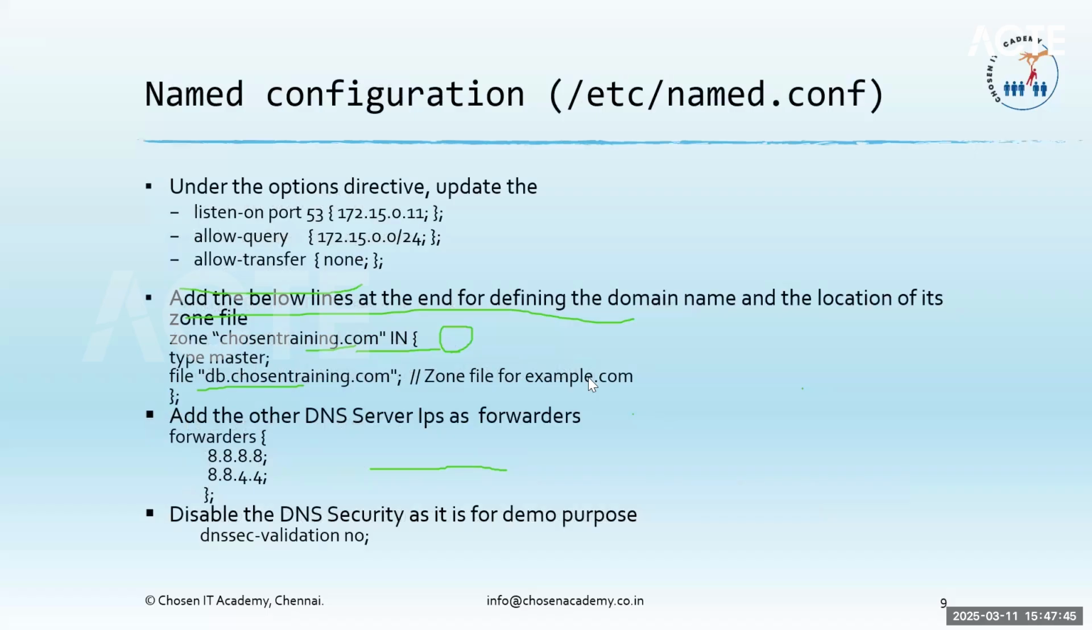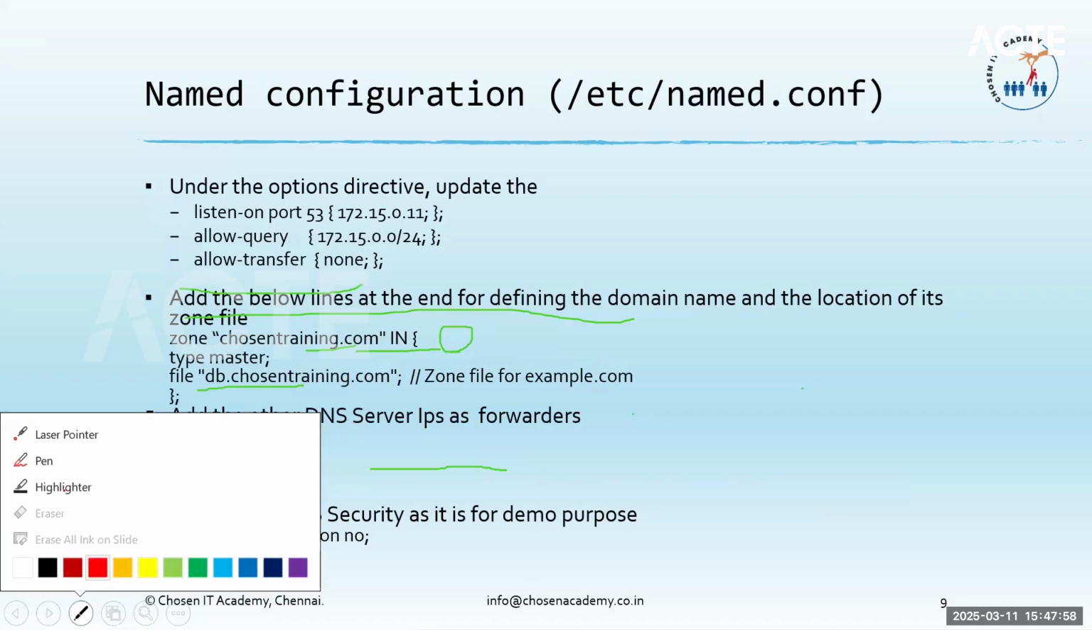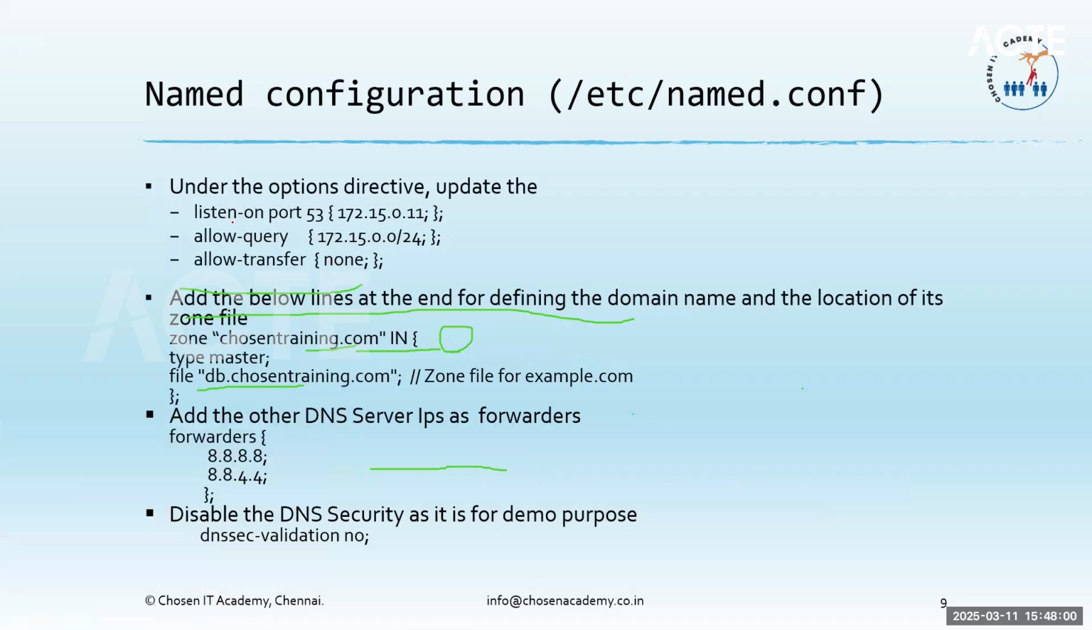So the configuration file is in the /etc directory. We will have to open this configuration file. There's an options directive which we can use. Under that, we have listen-on port 53. 53 is the port number used for the DNS server, and we have to tell which IP address is being used for the DNS server, and we can specify that here.